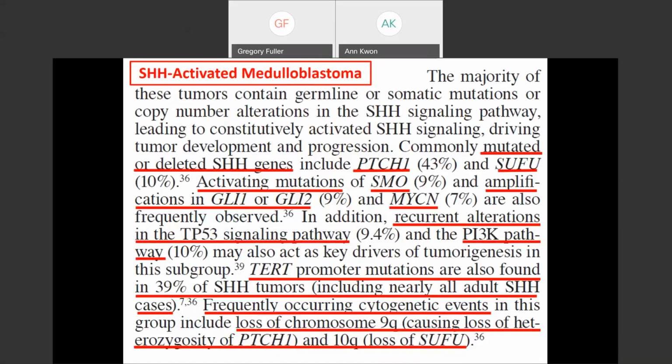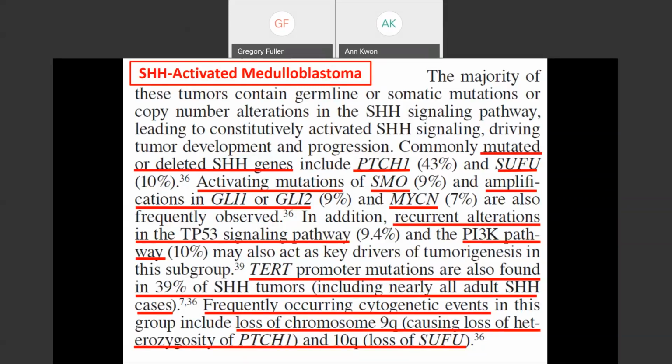Virtually none of them have a mutated or activated sonic hedgehog. It's just a pathway. Look at the commonly mutated or deleted genes, which I've underlined in red. That means lost SHH pathway genes. Patched is number 1, 43%. SUFU, suppressor of fused, 10%. That's lost.